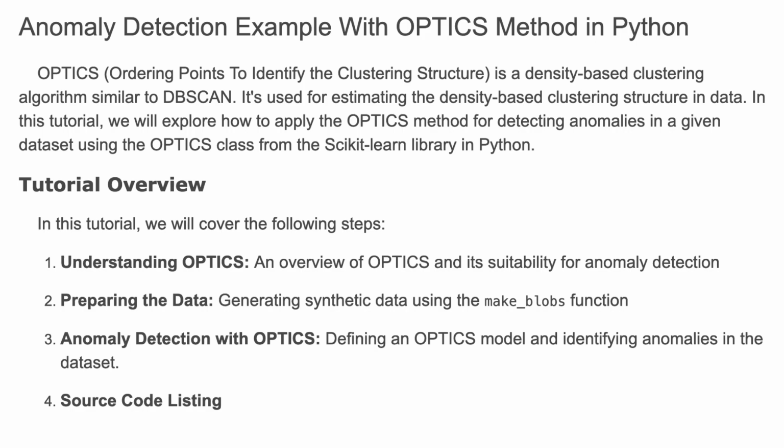In this tutorial, we'll cover the following steps. Understanding the OPTICS, here I'll give a brief explanation of OPTICS and its suitability for anomaly detection. And preparing the data, we'll generate synthetic data using the make_blobs function. And anomaly detection with OPTICS, we'll define an OPTICS model and explain how to identify anomalies in a dataset. And finally, I'll provide a source code listing.